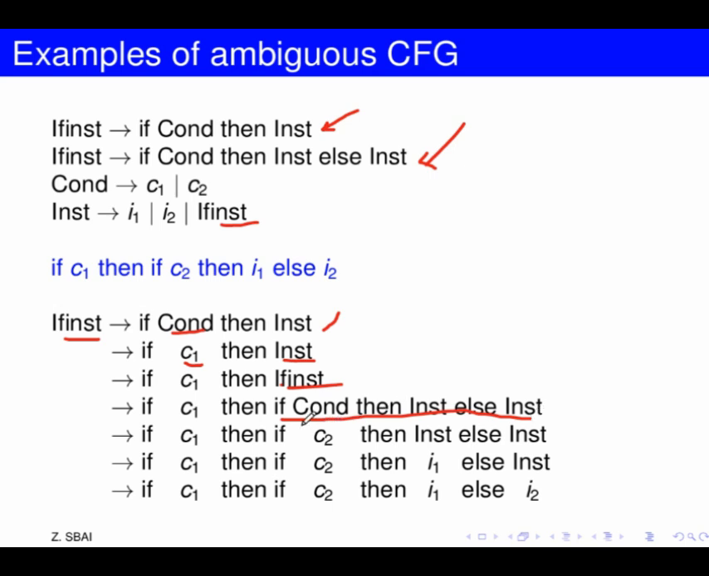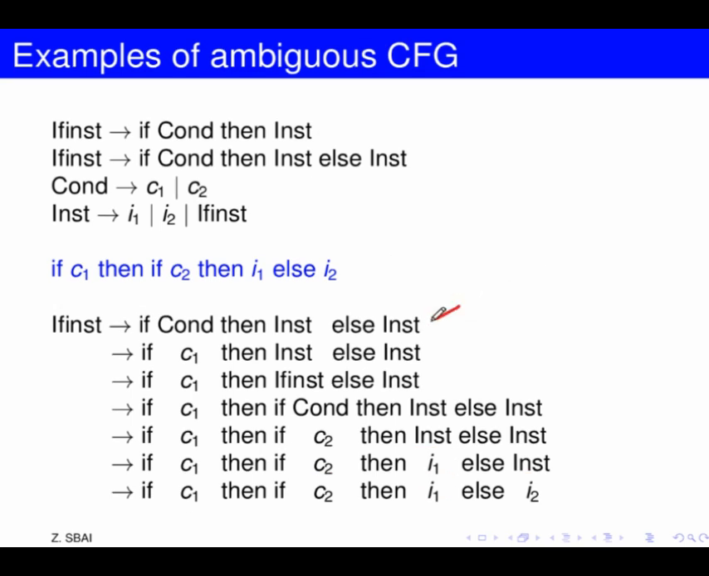Then we will have this condition here that will be substituted by C2. Then this instruction will be substituted by I1, and the last instruction here will be substituted by I2. So here is a way to obtain a derivation of the string if C1, then if C2, then I1, else I2. We have another way to generate the string.